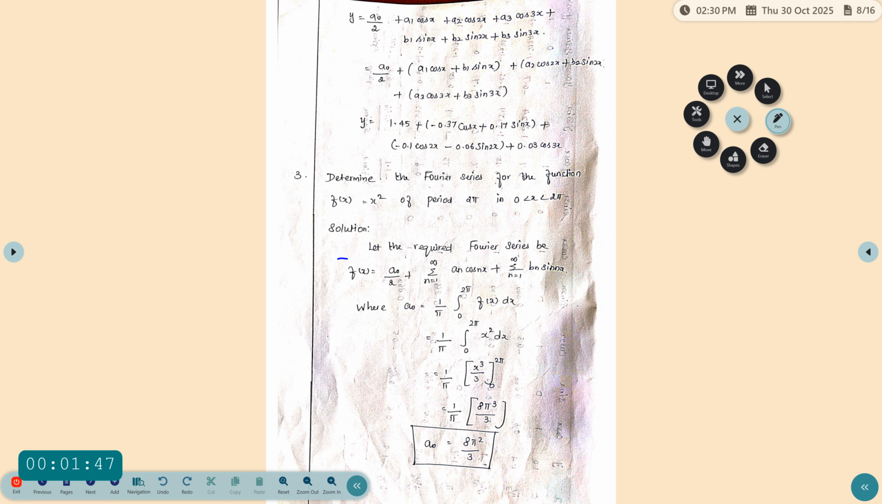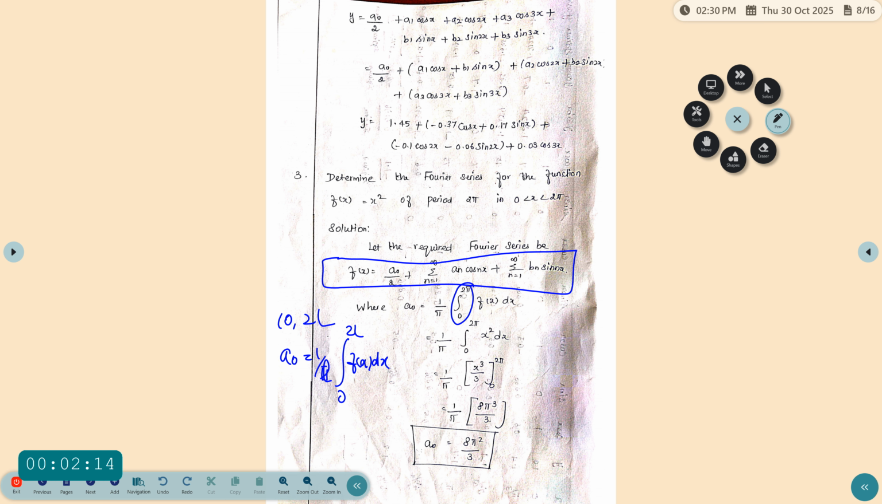f of x is equal to a naught by 2 plus summation n equal to 1 to infinity a n cos n x plus b n sin n x, where a naught equal to 1 by pi integral 0 to 2 pi f of x dx. Suppose the interval is given by 0 to 2l. This a naught formula can be written as 1 by l integral 0 to 2l f of x dx. And that way we can write.